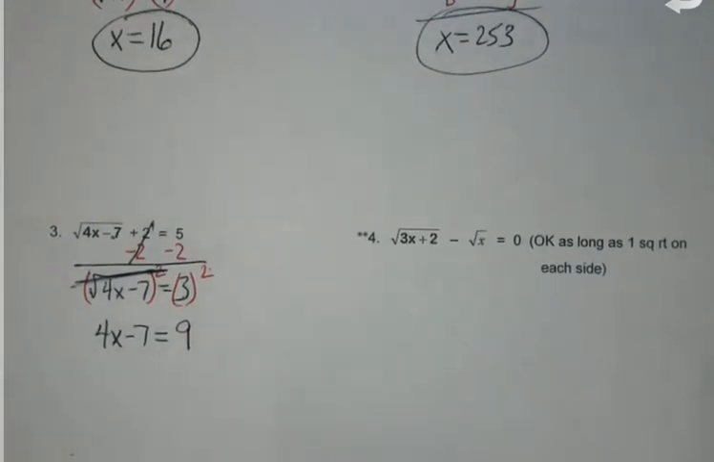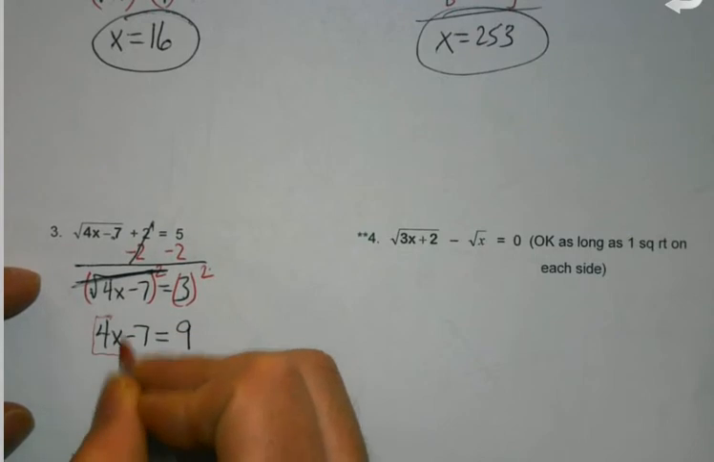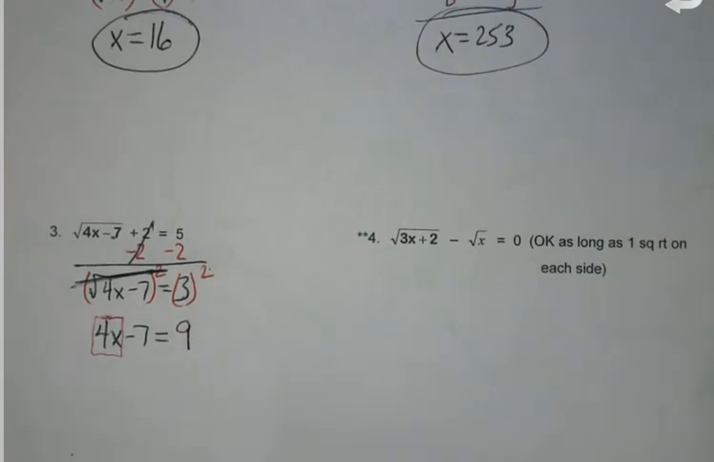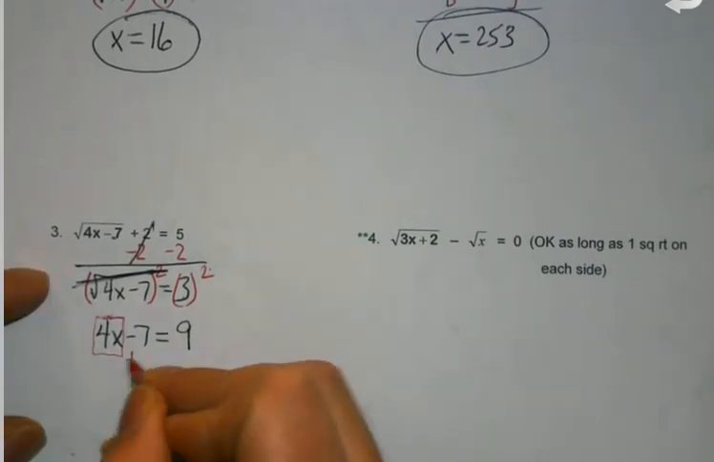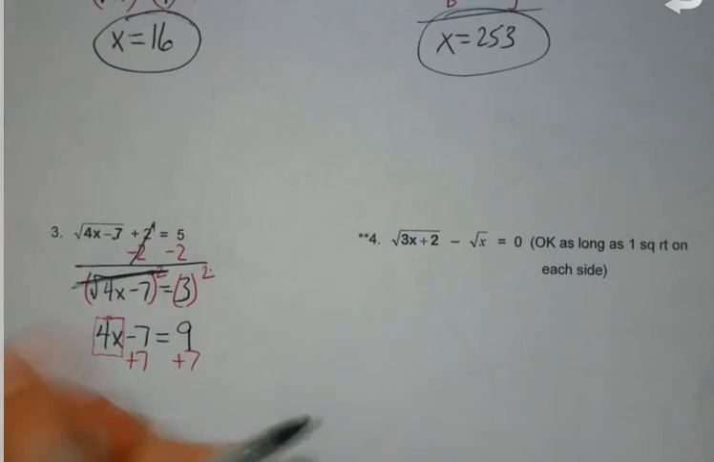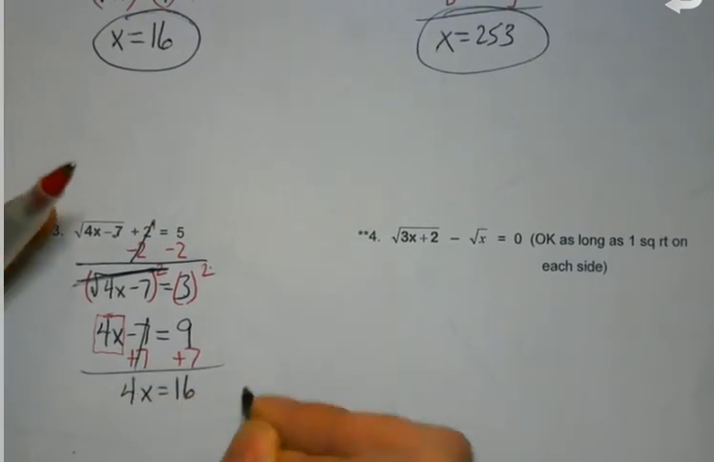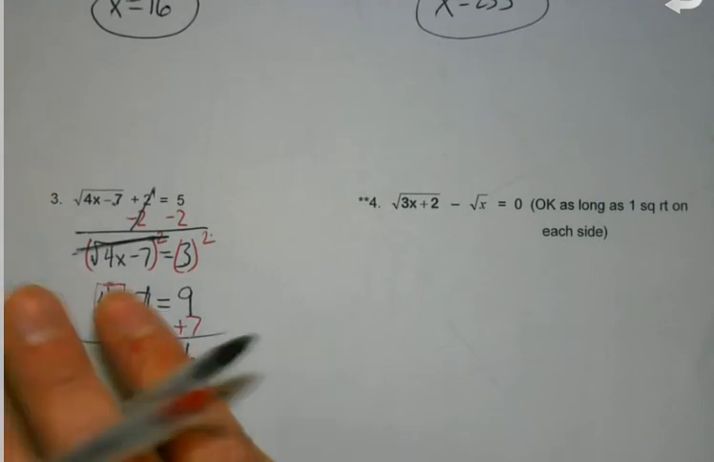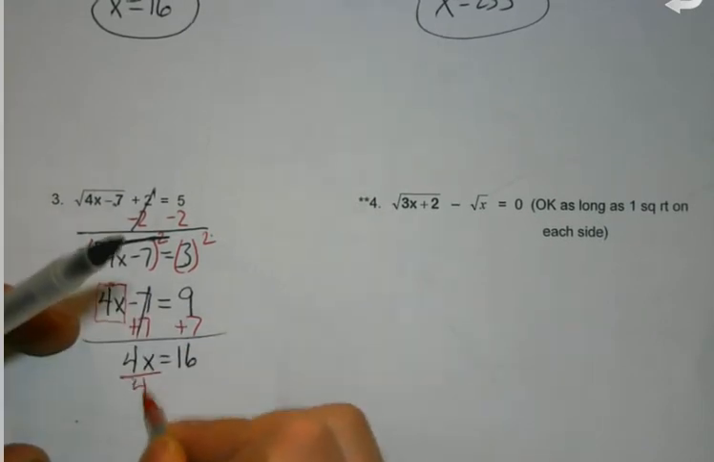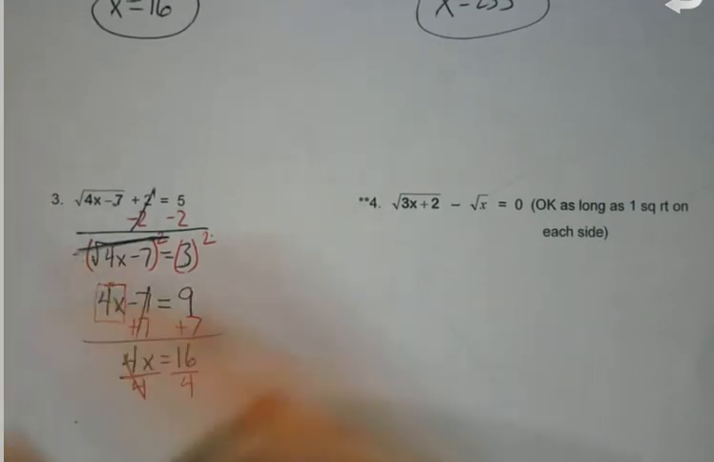And now we go into our first semester run of solving the equation. So what's next? Okay, add the 7, because I need to get my 4x by itself before I can get the 4 away. And then just divide by the 4.